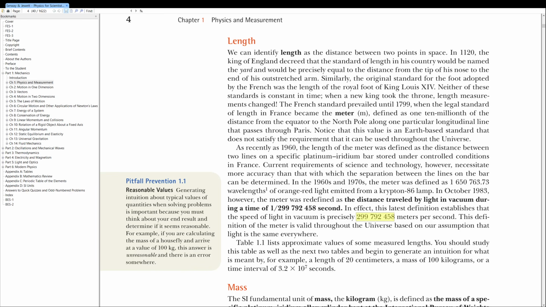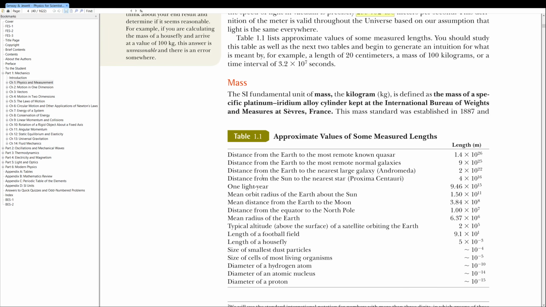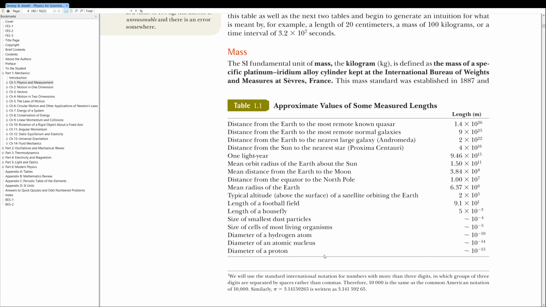And because we've defined it this way, nobody needs a bar of metal in France or a copy of that bar of metal or anything like that, right? So anyway, let's go to table 1.1. Let's look at some different lengths.